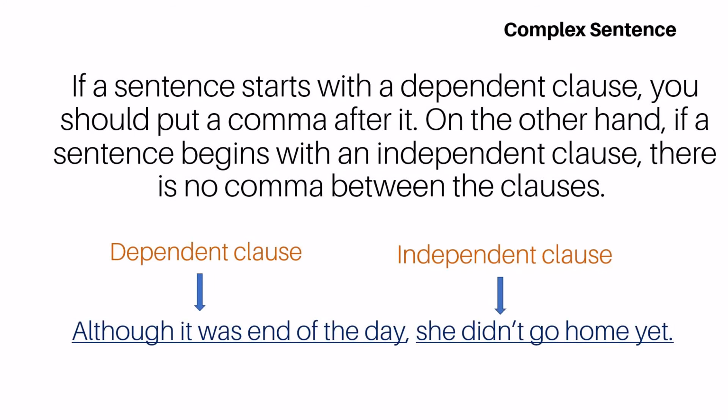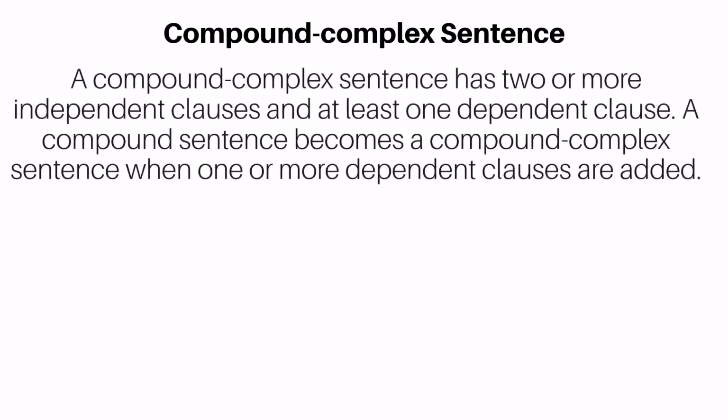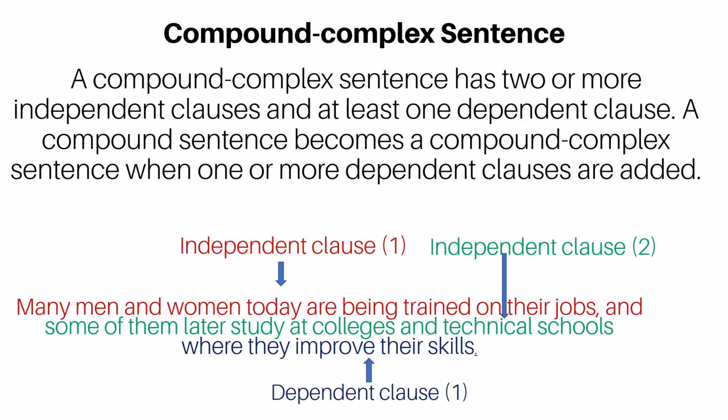Now, compound complex sentence. A compound complex sentence has two or more independent clauses and at least one dependent clause. A compound sentence becomes a compound complex sentence when one or more dependent clauses are added there. So, to make a compound complex sentence, we need at least a compound sentence and one dependent clause there. We can use two independent clauses, but one dependent clause should be there. To make it clearer, here are some examples for you.